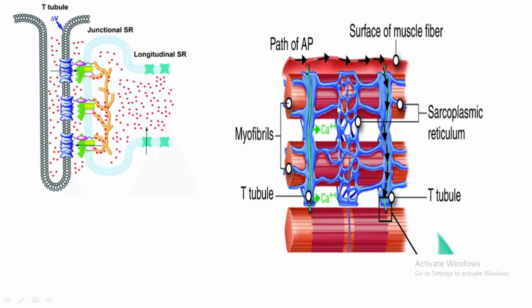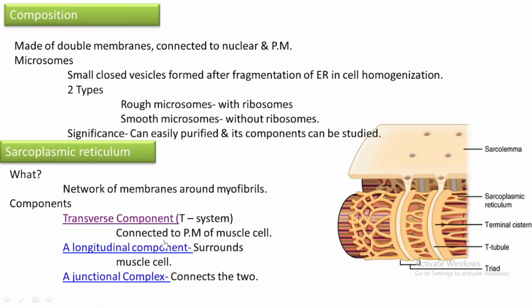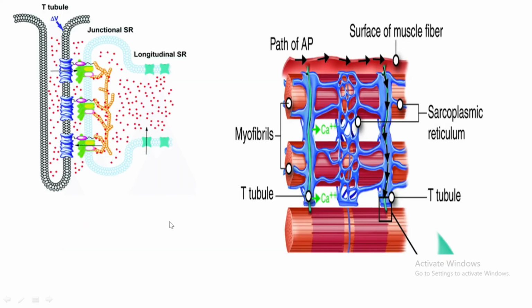Longitudinal means that part of the sarcoplasmic reticulum that runs longitudinally and covers the myofibrils. This portion is the longitudinal component. It surrounds the muscle cell. Here also we can see the T tubule or transverse component. And both these components need to get connected to each other. For that, the junctional complex is present. In this picture it is very clear.